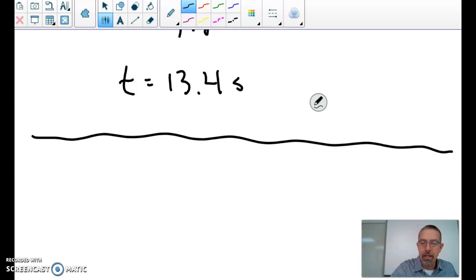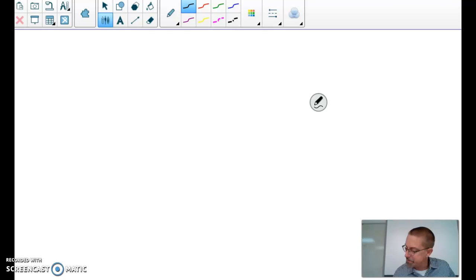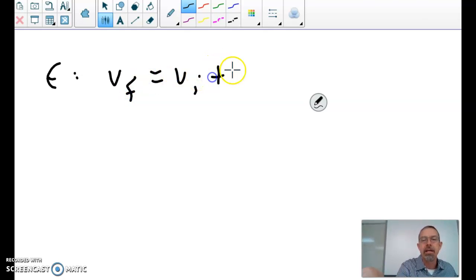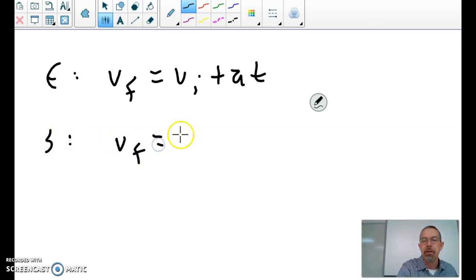So now we get to the last part of the problem. What is my v final when I finally strike the ground? And so what we're going to do here, we have an easy equation for this. v final equals v_i plus at. We're going to substitute in what we know. And this one actually ends up being pretty neat.